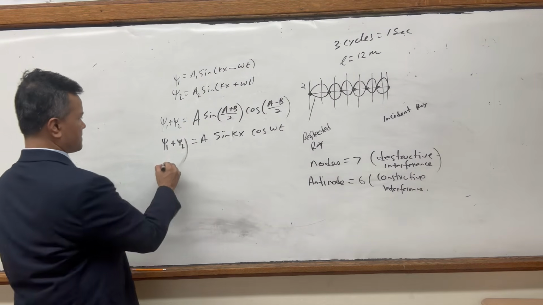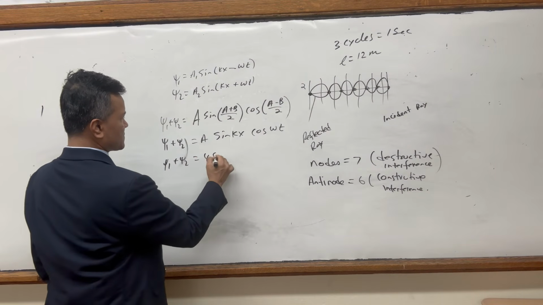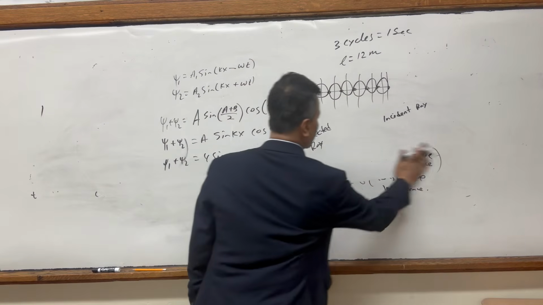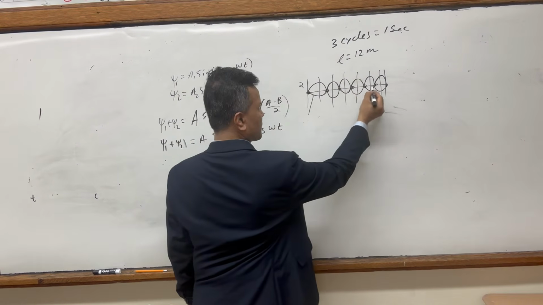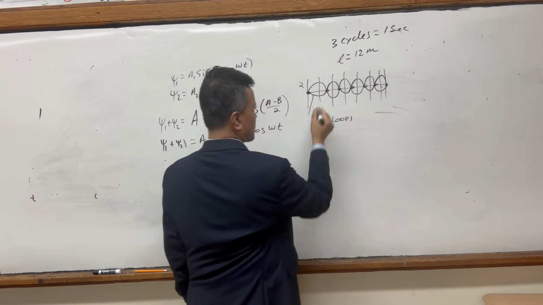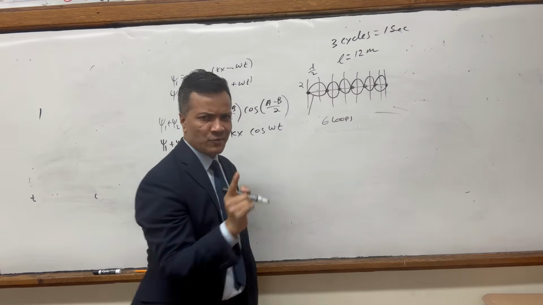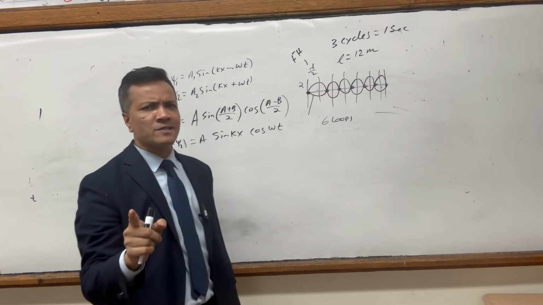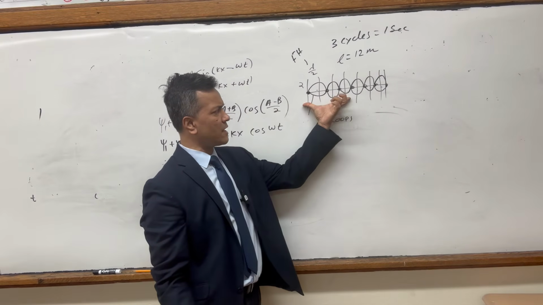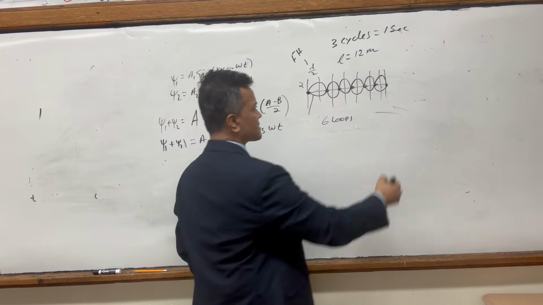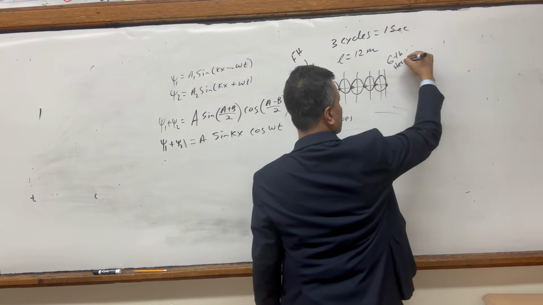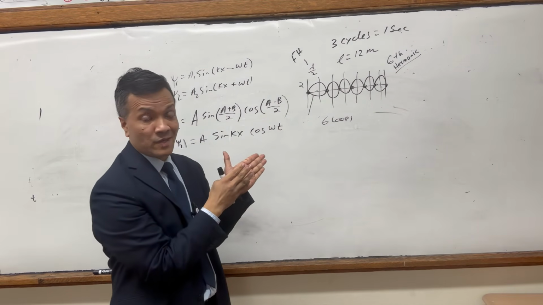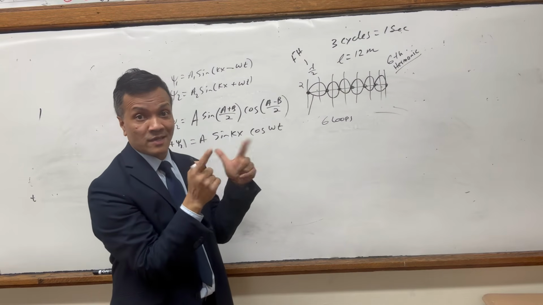Okay, so psi 1 plus psi 2 is 4 sine kx. What is our k? I'm going to count the loops: 1, 2, 3, 4, 5, 6. Six loops. One loop is lambda over 2. In a few seconds, we'll understand why one loop is lambda over 2, because it's the first harmonic. This is the sixth harmonic, and sixth harmonic means 6 loops, right? The wavelength of the first harmonic is lambda over 2.